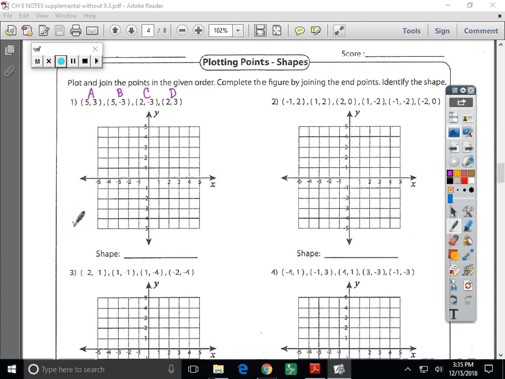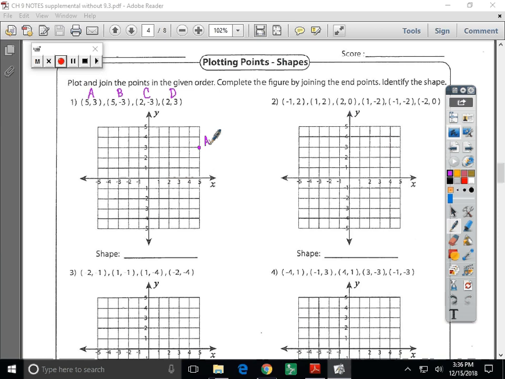So let's take this first one. First I start at the origin, and the first coordinate I see is 5, so I'm going to move 5 to the right. Slide your ladder to the right to the positive 5. There it is. Next I see a positive 3, so am I climbing up the ladder or down the ladder? Hopefully you'd recognize we're climbing up. Let's put a point and call this point A.